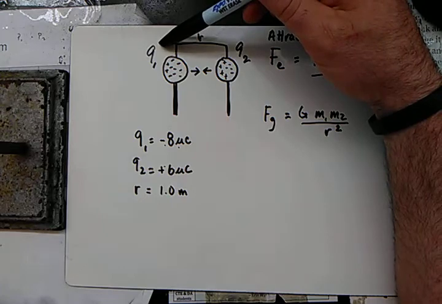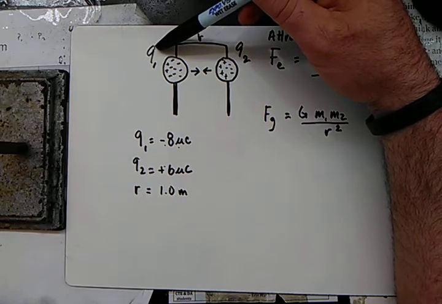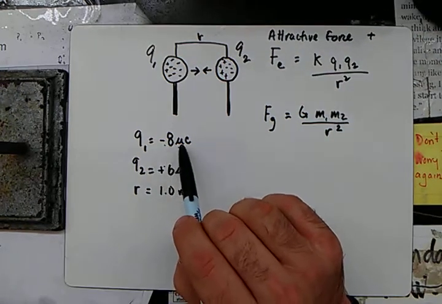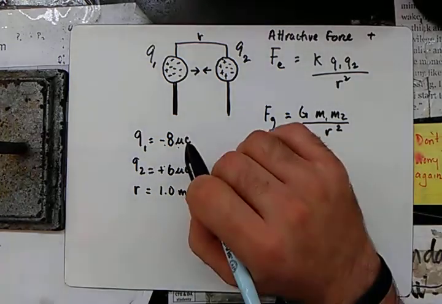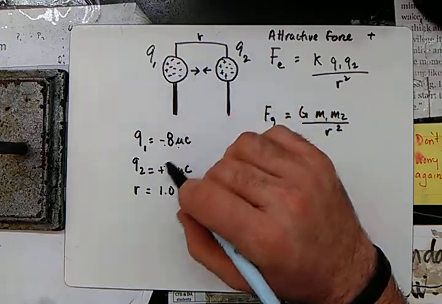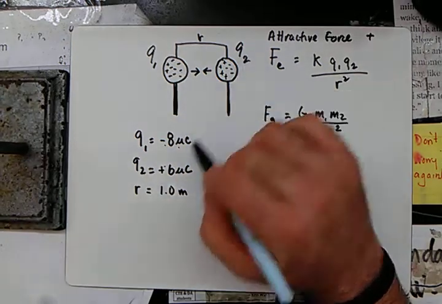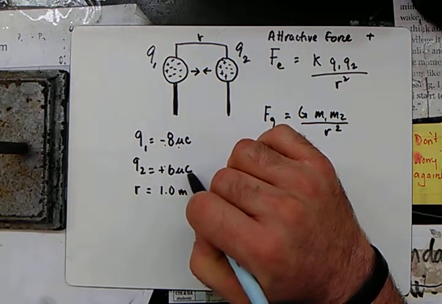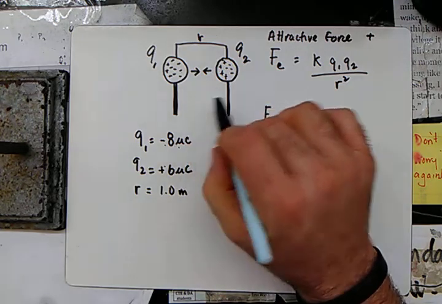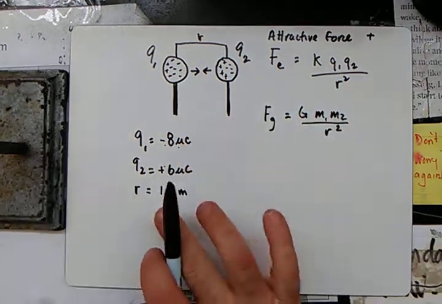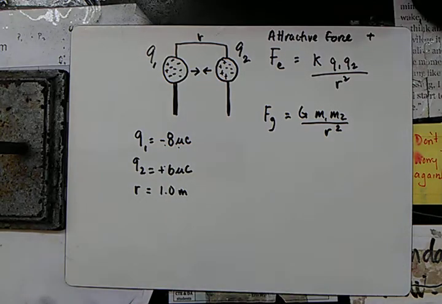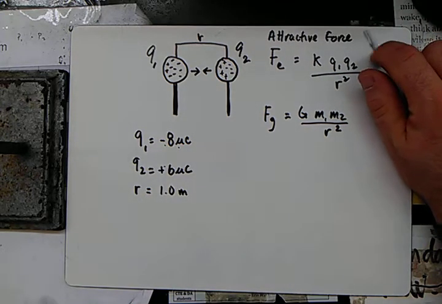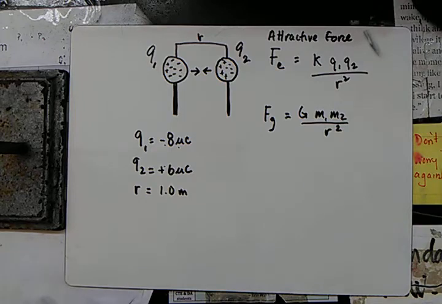So particle 1 has a charge, or a Q value, of 8 microcoulombs. It's just a number to represent the charge of an object. Let's say the charge on the second one was a positive 6 microcoulombs, and then the radius in between was 1 meter. We want to find the attractive force between the objects.